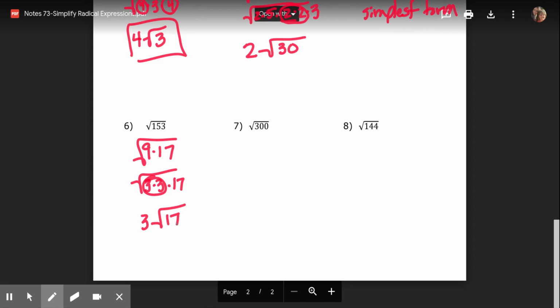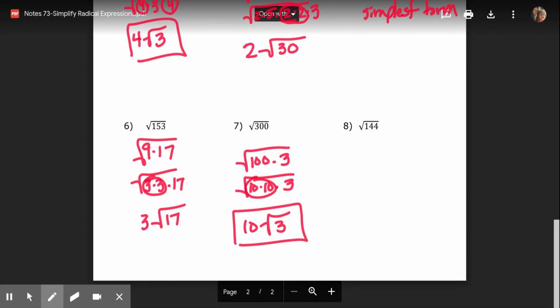All right, this one's 300. And again, I told you that if it ends in 100, use 100. And then the square root of 100 is 10. If you look at that, it'd be 10 times 10 times 3. There's your pair. So it'd be 10 square roots of 3.